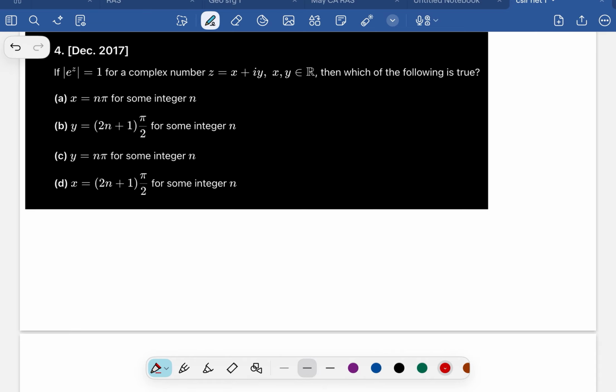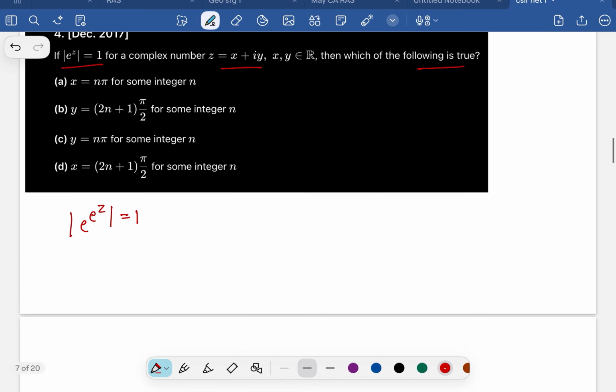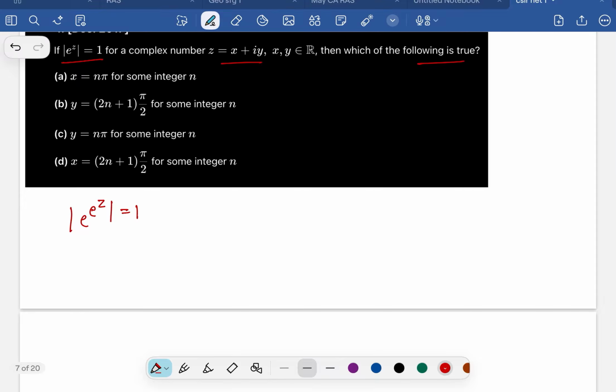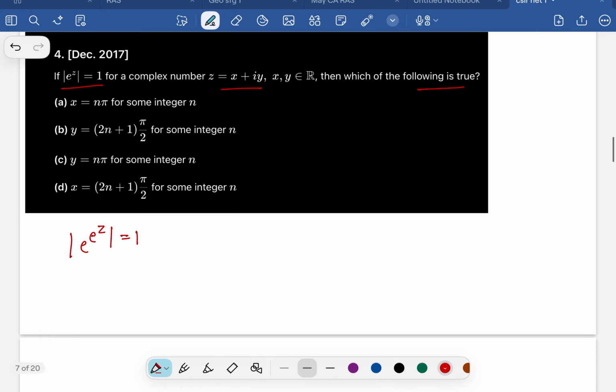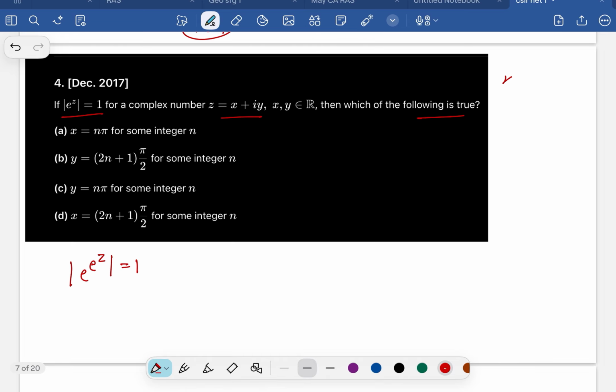We are given that mod of e to the power z is equal to 1. This is some typo error. For a complex number z is equal to x plus iy, which of the following is true? See, whenever you come across any such question in which we have an exponential function, always remember students, mod of e to the power i theta is always equal to 1. You can find it using the Euler formula.